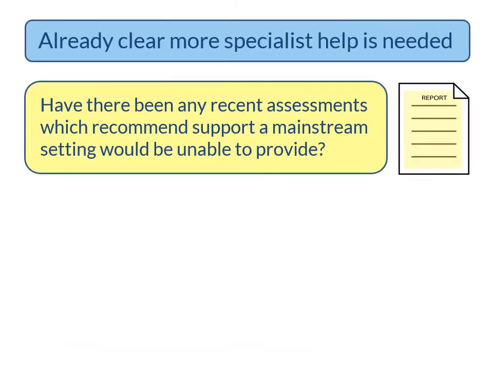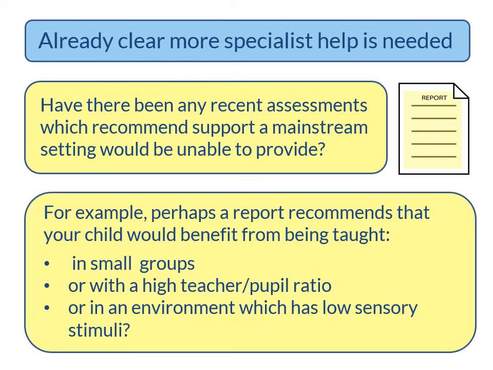Perhaps you believe that it is already clear that more specialist help is needed for your child to access and progress with their learning. Have there been any recent assessments which recommend support which a mainstream setting would be unable to provide? For example, perhaps a report recommends that your child would benefit from being taught in small groups, or with a high teacher-to-pupil ratio, or in an environment which has low sensory stimuli.